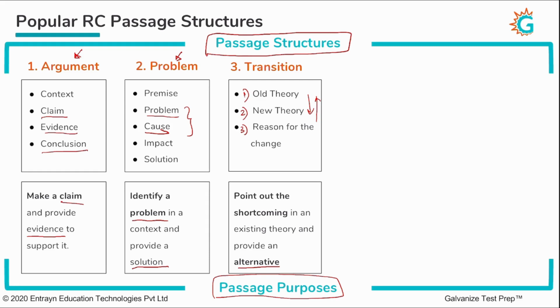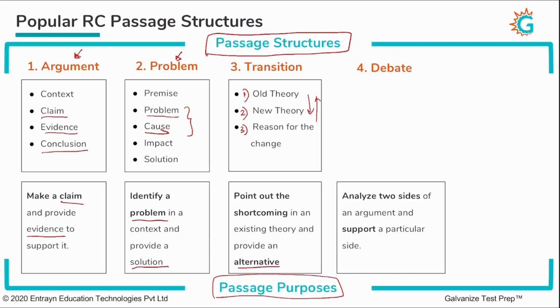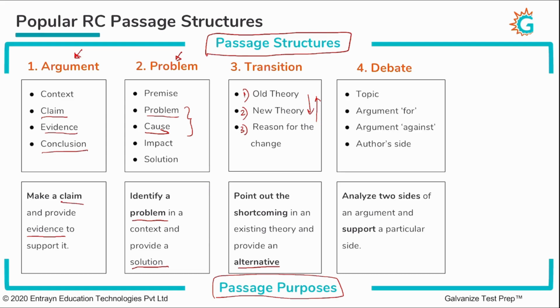The fourth type of structure that's common on RC passages is the debate structure. So in a debate, what do we typically do? We analyze two sides of an argument, and then usually you would support a particular side, right? So a debate often throws light on a topic that is controversial, looks at both sides, and then typically supports one of the two sides, right? So, for example, the passage could be structured like this. A debate passage might introduce the topic or the context, right? So often you will find that passages do begin with the context, just like you have an argument and problem and so on. And then there would be an argument for, an argument against, and then the author's side.